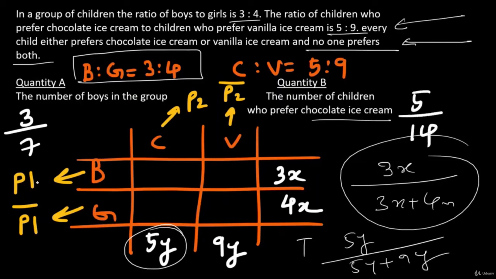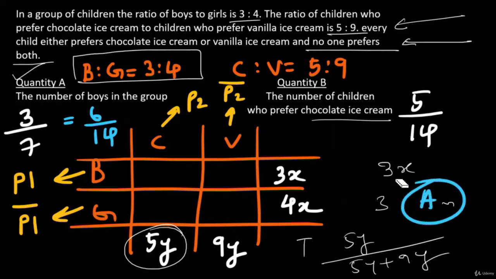So we just need to compare these two fractions and identify which is greater, right? Over here you have 3 by 7. I can also write this as 6 by 14 by multiplying the numerator and denominator with 2. Now when I compare 6 by 14 and 5 by 14, clearly quantity A is bigger, and hence the answer to this question is option A.